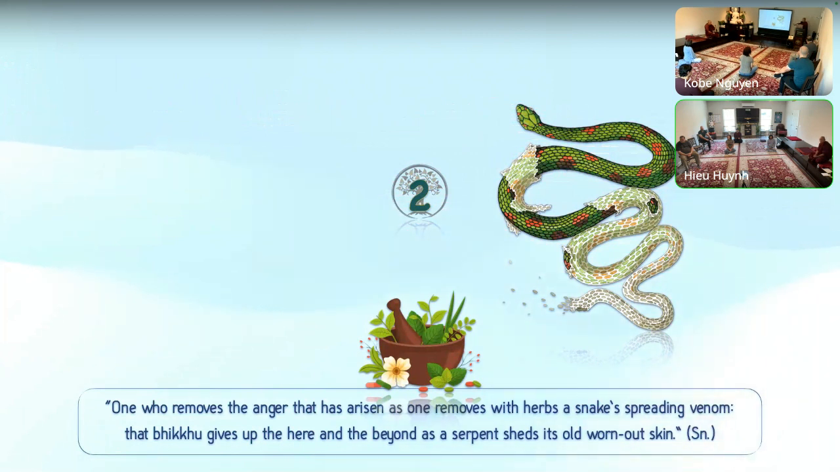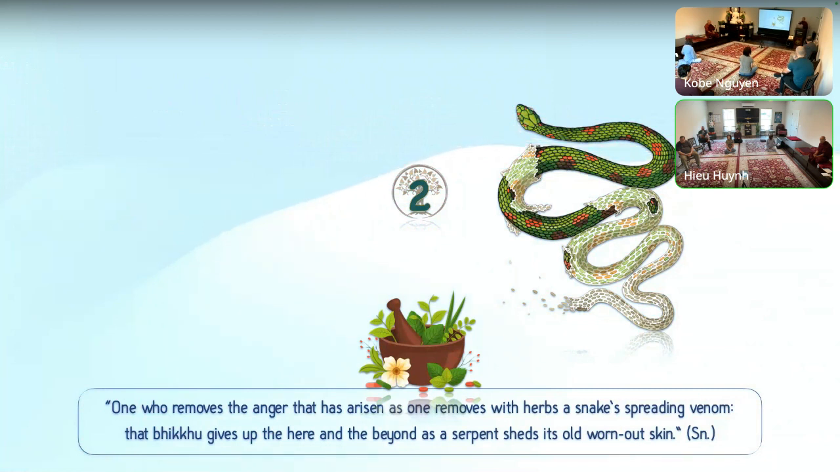That one, after he has totally removed the anger, gives up the here and the beyond. The here and beyond can be understood as he doesn't think about continuing in the cycle of rebirth. He doesn't want to be a human, or doesn't want to be in the Deva realm anymore. He tries to go beyond that. He goes out of the cycle of rebirth, the samsara. And that's why he is like a serpent shedding his own worn out skin.